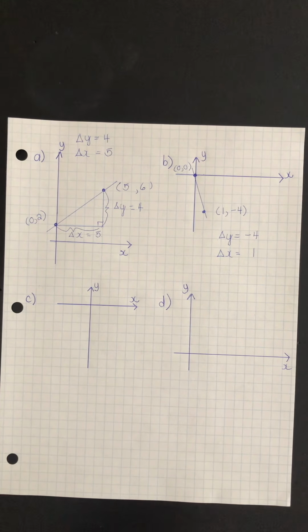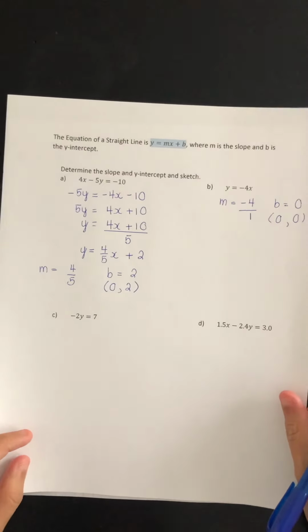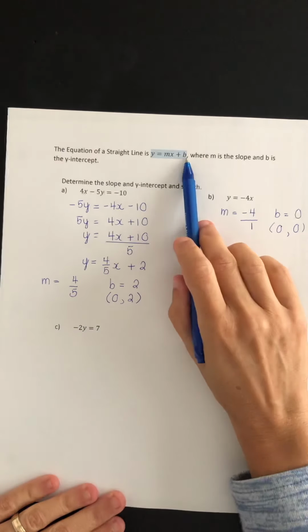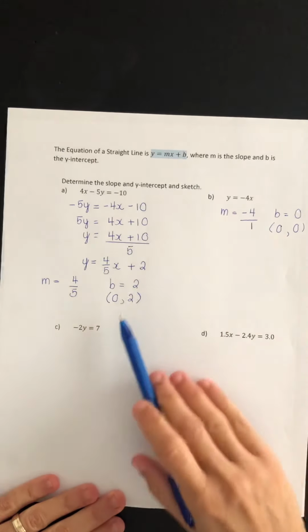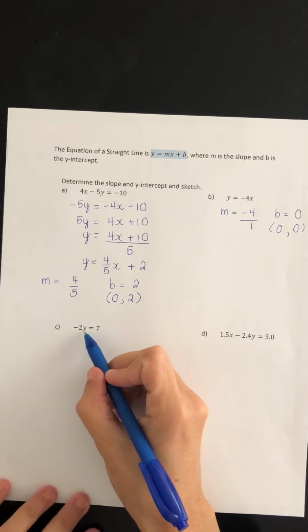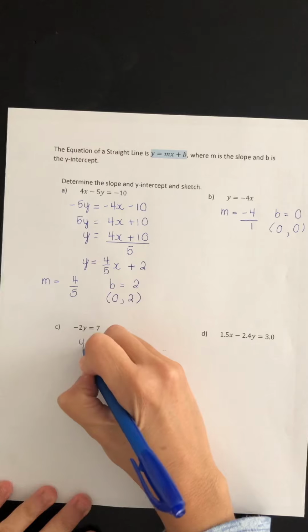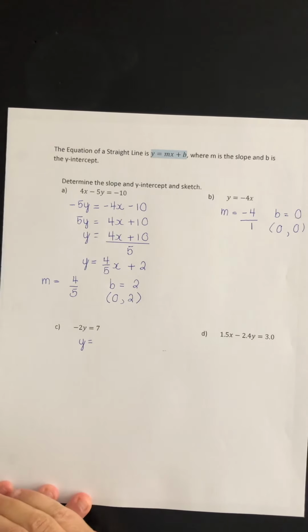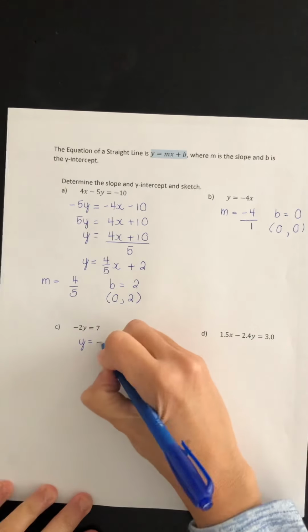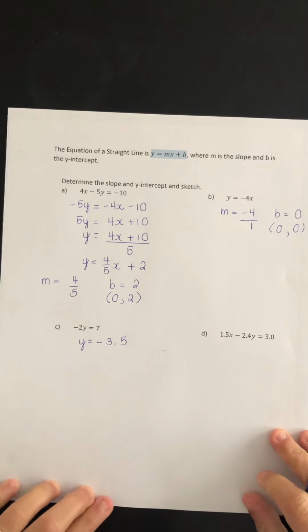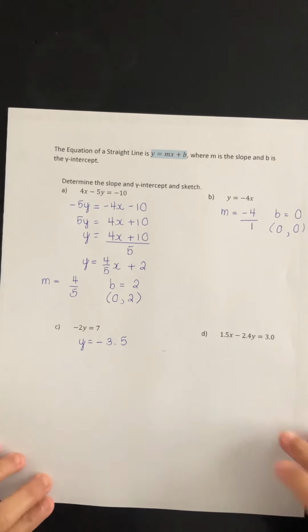Okay, great. Let's go on to look at problem C right here. So first, check. Do we have the right form? Well, y is not completely isolated. To isolate y here, we have to divide both sides of the equation by -2. So 7 divided by -2 is -3.5. So now we have our equation, y equals -3.5.